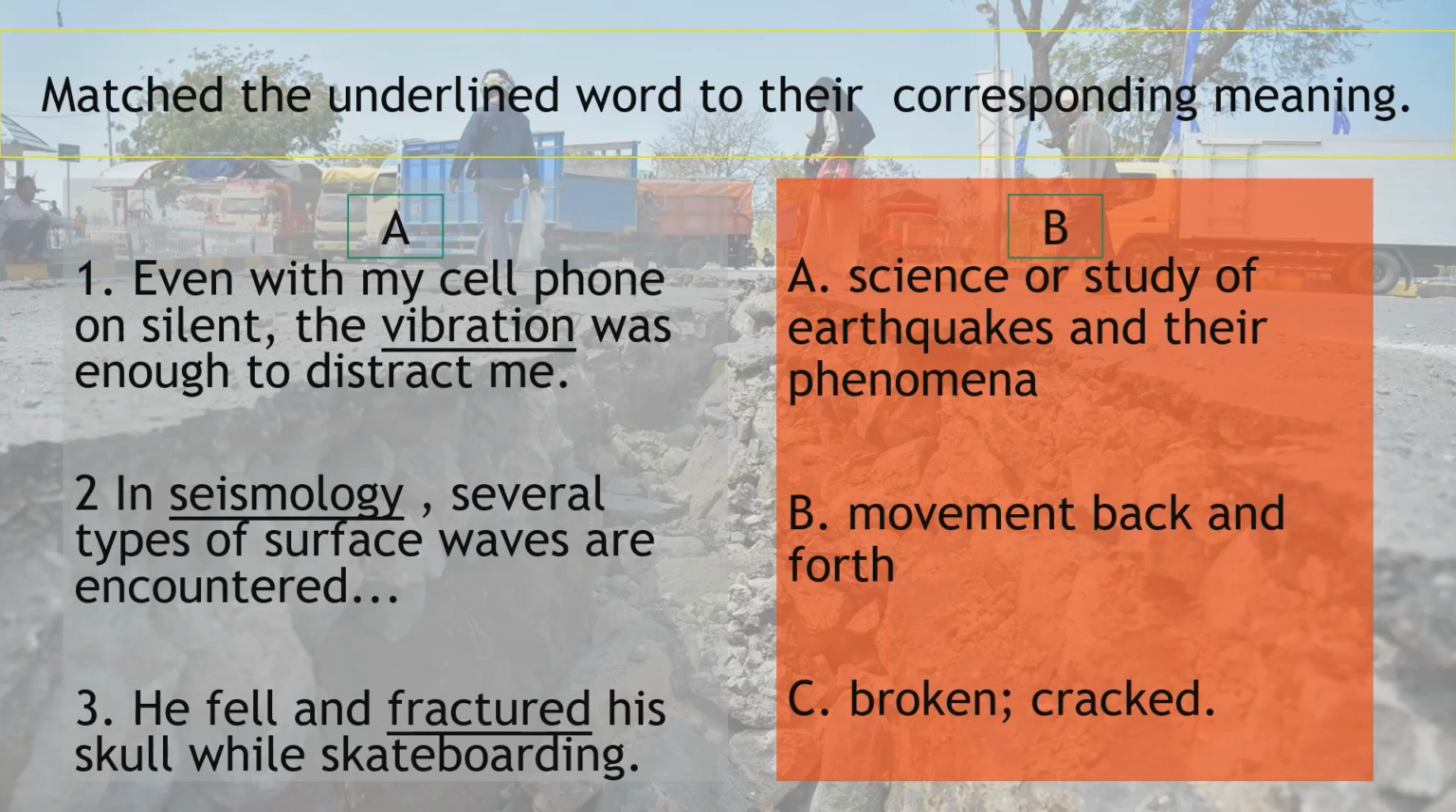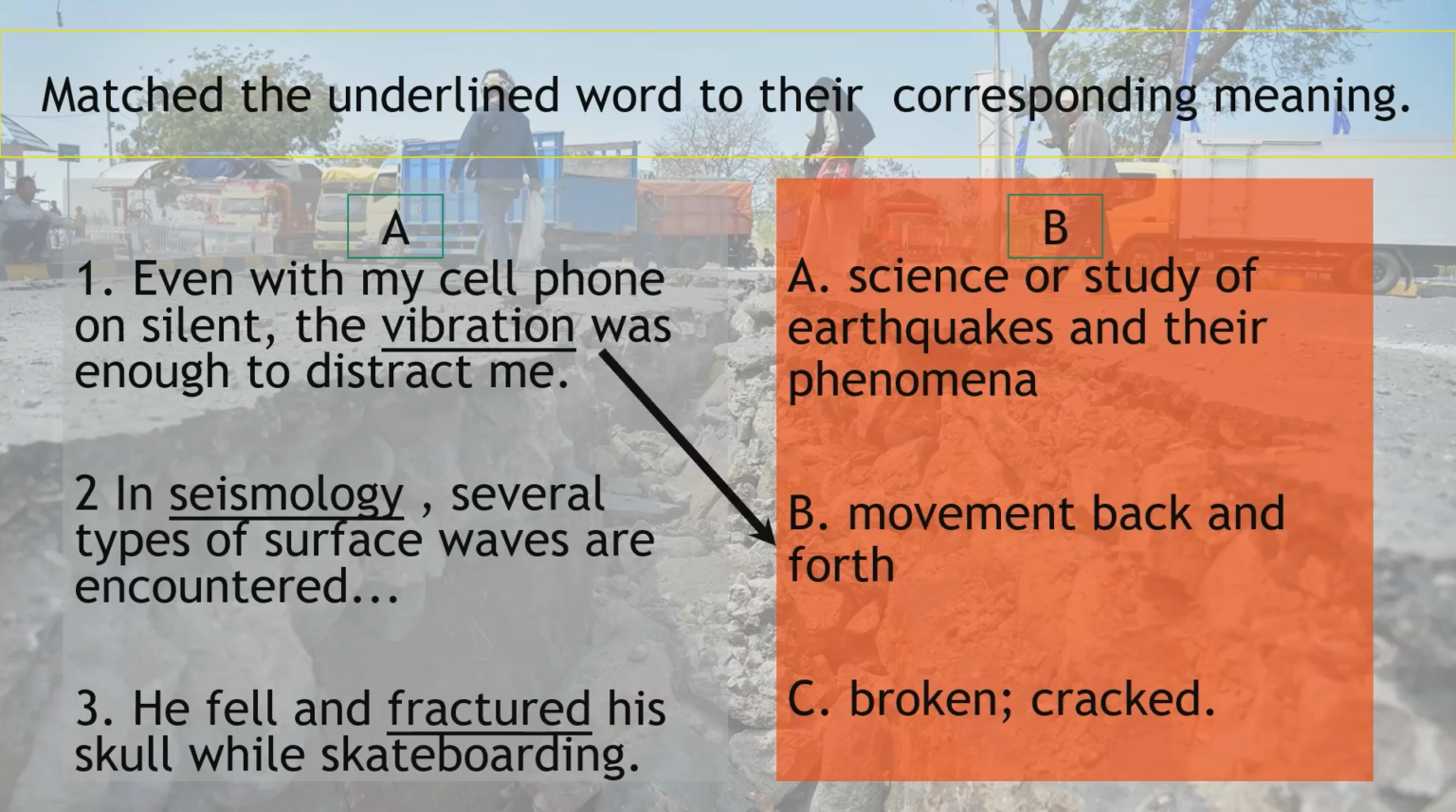to its corresponding meaning. Number 1, even with my cell phone on silent, the vibration was enough to distract me. So the underlined word is vibration. Which among the 3 in column B is the correct answer? If your answer is letter B, very good. Say vibration, it is the movement.